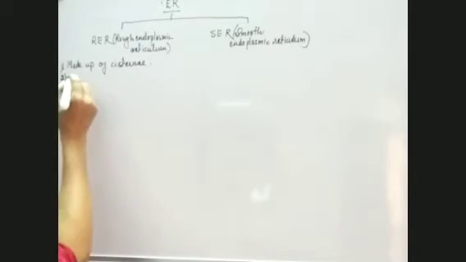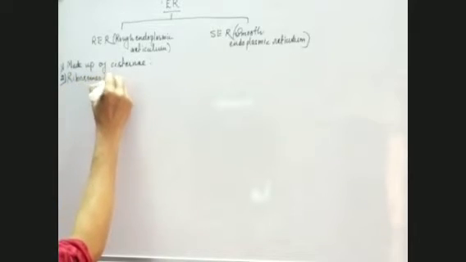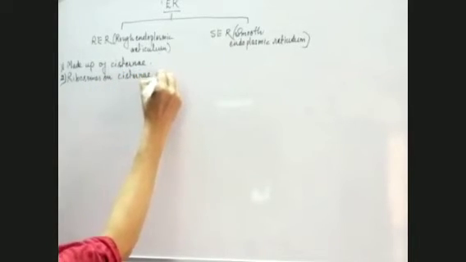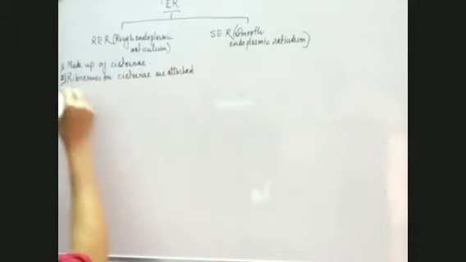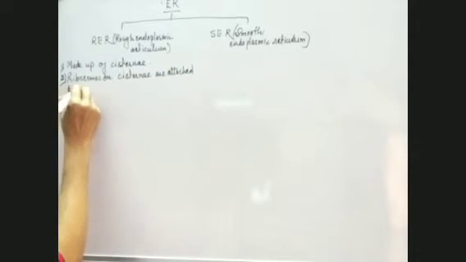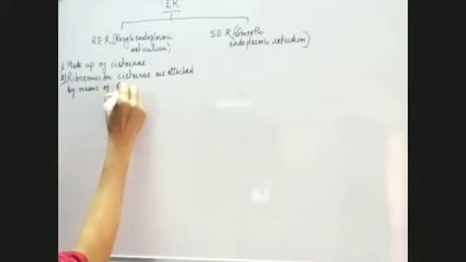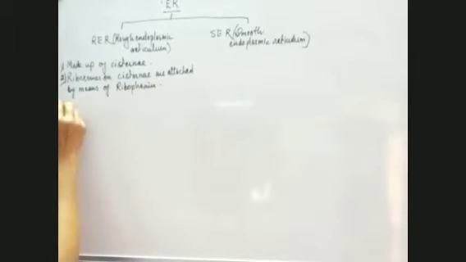So the first point is made up of cisternae, then ribosomes on cisternae are attached by means of ribophorin. This is something which attaches.